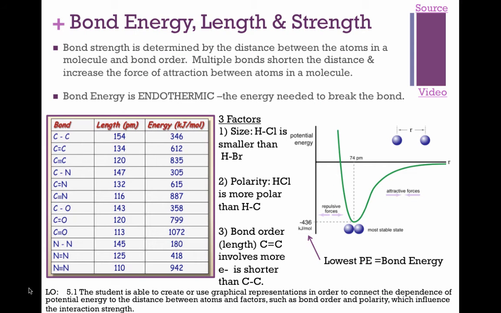So there's a lot of information on every slide. I'm going to point out the important information in terms of bond energy, bond lengths, and then the strengths of bonds. The bond strength, how strong a bond is, is usually determined by the distance between the atoms. So triple bonds are the strongest, single bonds are the weakest.